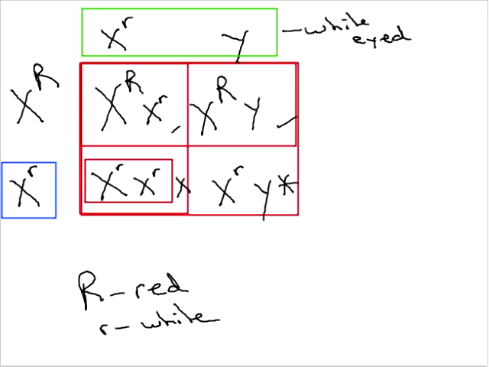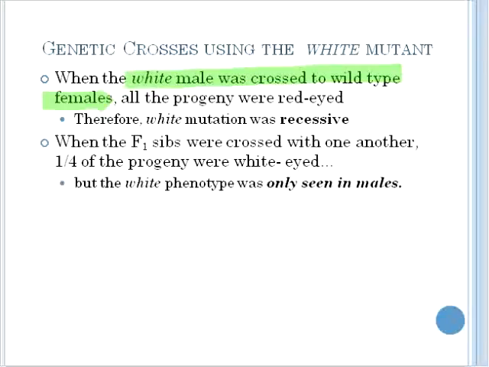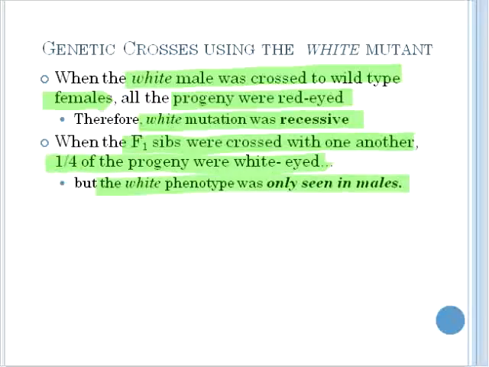But in order for a female fly to be white-eyed, the male parent must be white-eyed, and the female fly must be at least a carrier for white eyes. So to recap, when the white male was crossed to wild-type females, all the progeny were red-eyed, white was recessive. When you cross the F1, you got a 3-to-1 ratio, but the white was only seen in males.